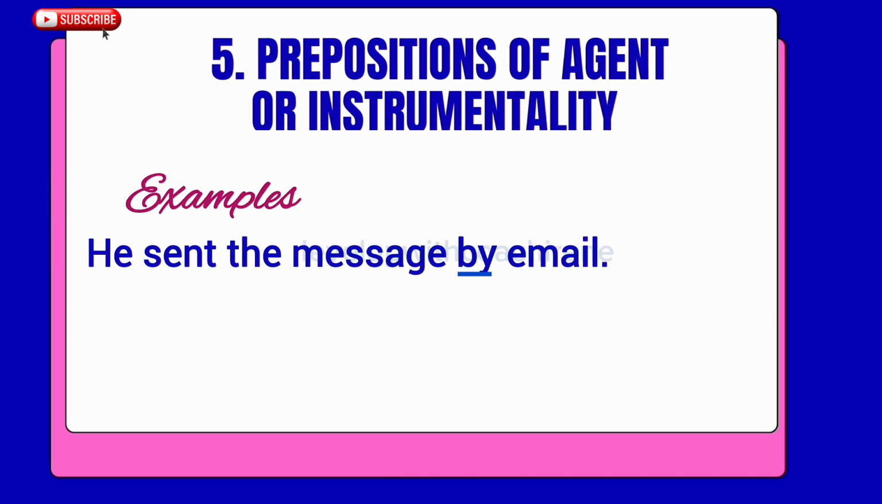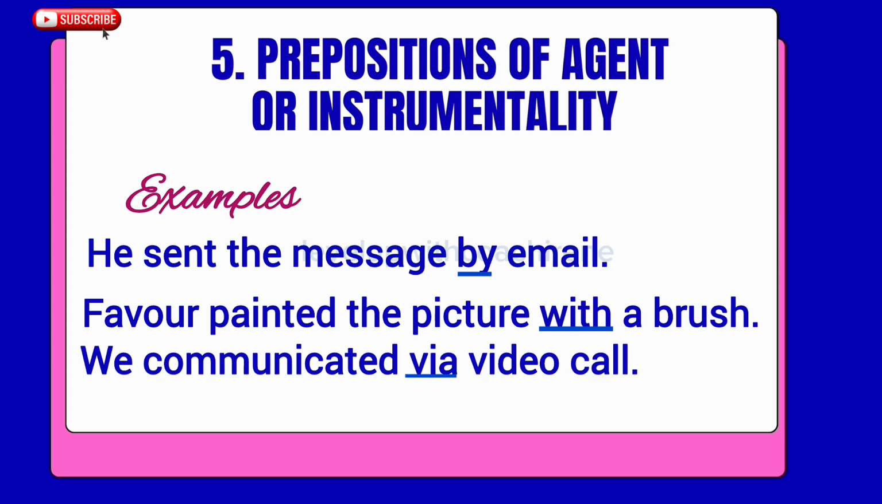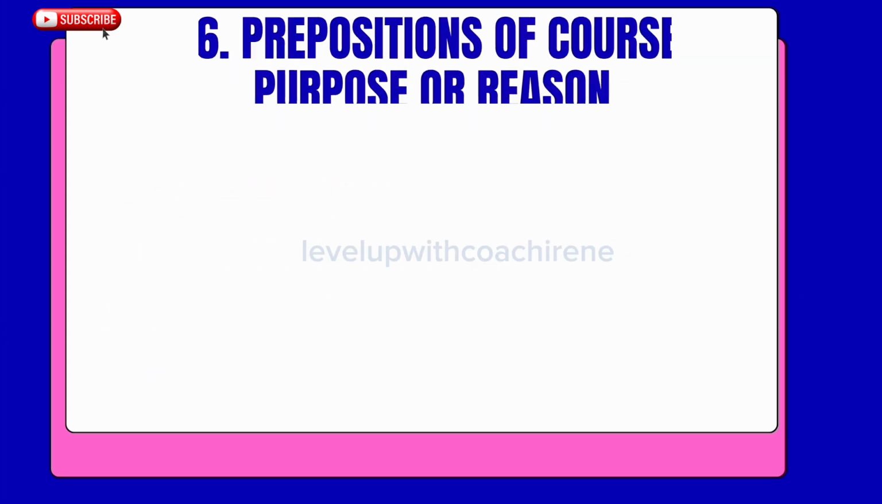Examples: He sent the message by email. Favor painted the picture with a brush. We communicated via video call. These prepositions clarify who or what is responsible for an action, that is, the agent, and what tools or methods are used to achieve an action, that implies the instrumentality.